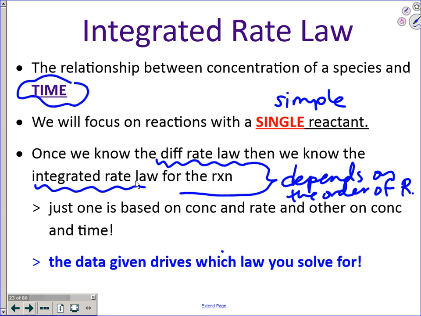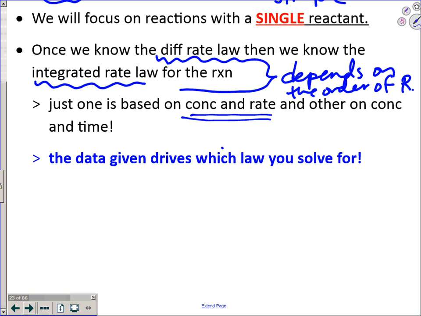This is just an introduction, showing how we're looking at differential as it compares to integrated. So if I give you concentration versus rate data, what type of law can you immediately find from that? Differential rate law, or just a normal rate law that we've been finding already. And if I give you concentration versus time, what immediately could you find from that? Say again? Integrated rate law.